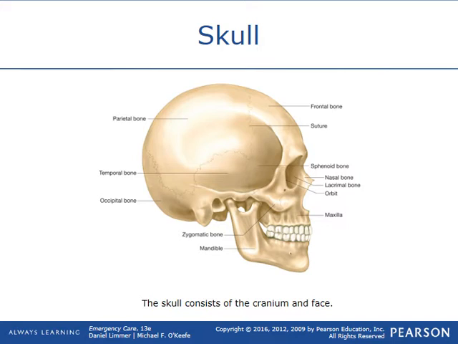Here's the bones of the skull in full. It's not important that you memorize these, but you should have a pretty good idea of the facial bones and some of the areas of the skull, but you don't have to necessarily memorize the temporal bone and the occipital bone and things like that. But you do need to know the moving bone of the jaw is the mandible, the orbits, the nasal bone.